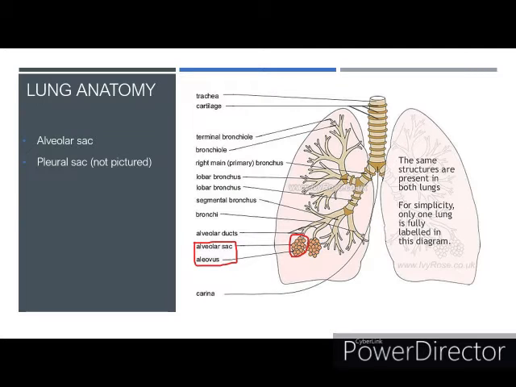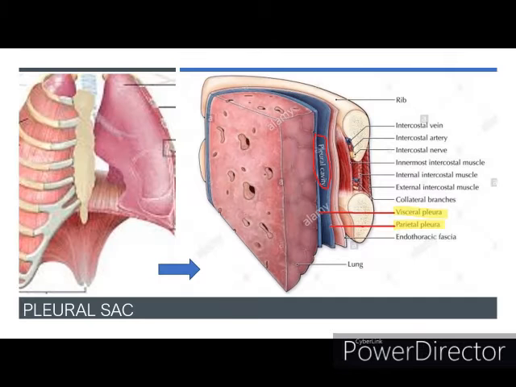Let's look at the anatomy of the lungs. We will be focusing on the alveolus and pleural sac for the next few minutes. This diagram shows a close-up of the lung and the pleural sac. The pleural sac is a double-walled, closed sac that separates the lungs from the thoracic wall. Inside the sac, we have the pleural cavity. Then we have the interpleural fluid that lubricates the surface of the visceral pleura and the parietal pleura so they may slide past one another during respiration.